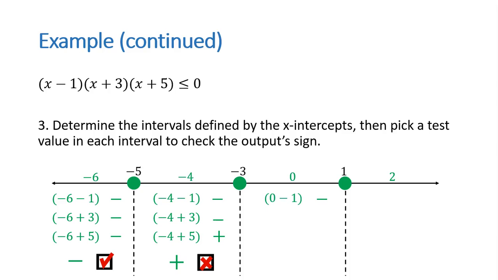0 minus 1 is negative, 0 plus 3 is positive, and 0 plus 5 is also positive. So a negative times two positives in this case is going to be negative. So we're also going to include this particular range because we have negative outputs in this interval.